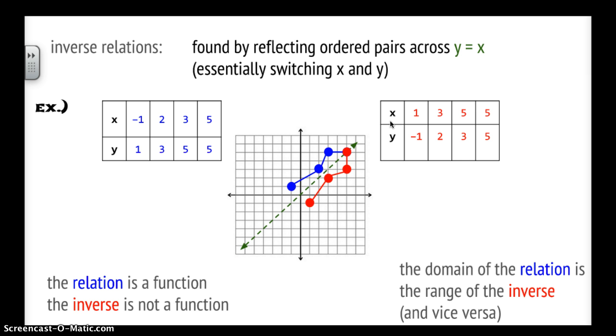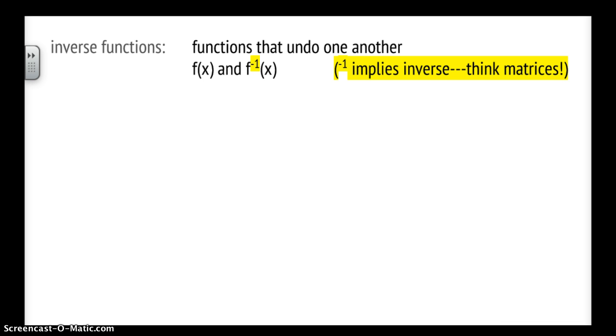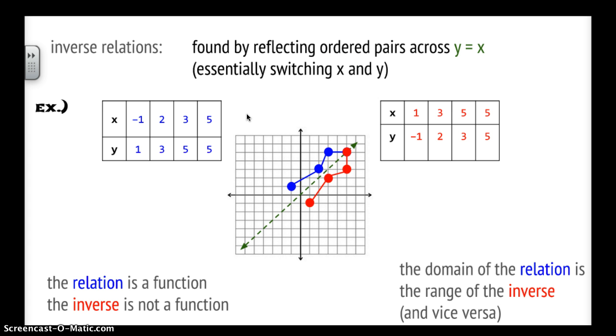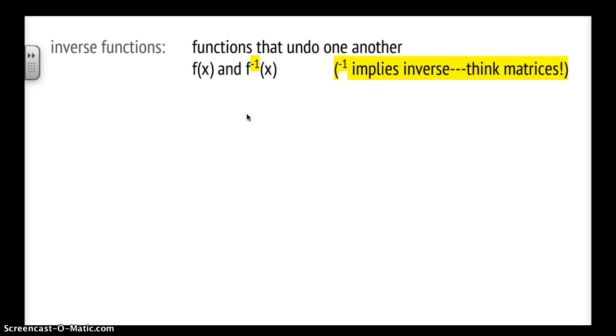Okay, so that's an inverse relation. Now, we can also write inverse functions, and as we look at those, we're talking about functions that undo one another. Back in relations, we were just looking at the ordered pairs. Now I want to actually look at the function. The way we write this is f of x and f inverse of x. That -1 implies inverse. Think matrices.